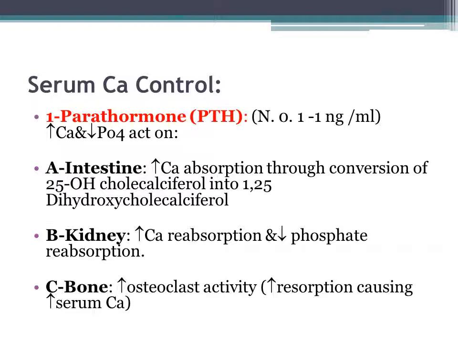How does the parathyroid hormone control calcium level in our blood? It acts by increasing the calcium and decreasing the phosphorus. It increases the calcium by its action on intestine, kidney, and bone. On intestine, it increases the calcium absorption through its role in activation of vitamin D. In the kidney, it increases calcium reabsorption and decreases phosphate reabsorption.